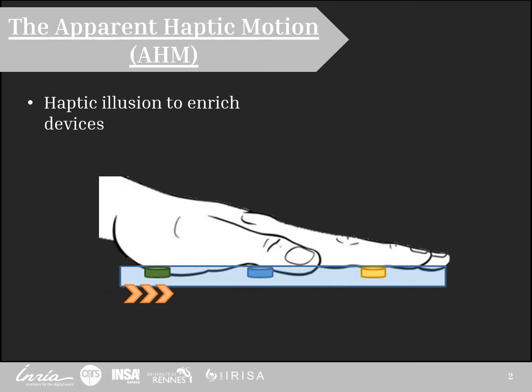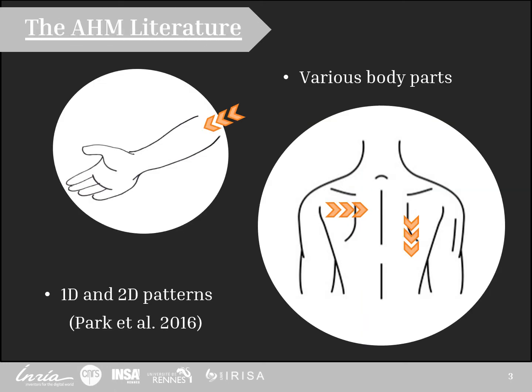This illusion has been studied since 1917 and consists of the asynchronous activation of discrete stimulation points with vibrotactile actuators on the skin in order to convey sensation of continuous motion. Already studied in various body parts, such as the back, the arm, and the hand, studies have also investigated the apparent haptic motion, both in 1D and 2D patterns.